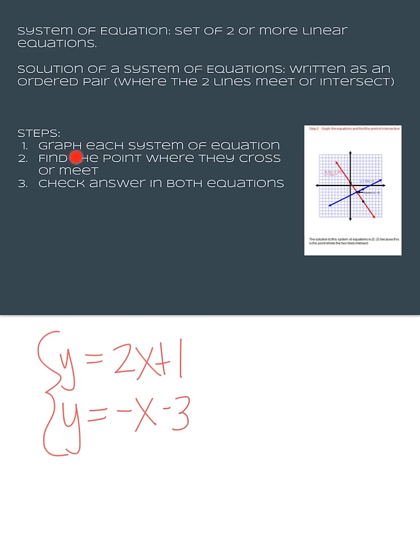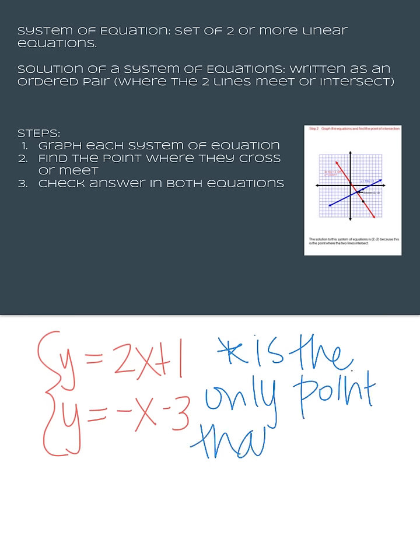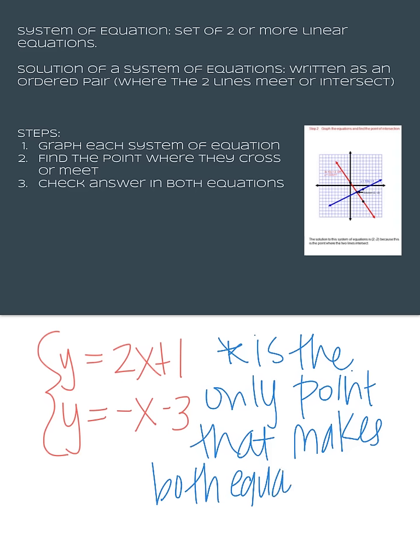So here are the 3 steps that we're going to follow today. The first thing we're going to do is graph each equation of the system on your coordinate plane. Then you're going to find the point where they cross or meet, so you'll write your ordered pair. And then the third step is to check the answer in both equations. So here's what's nice. This ordered pair is the only point that makes both equations true. No matter what other ordered pair you pick, the only one that will work is the intersection.